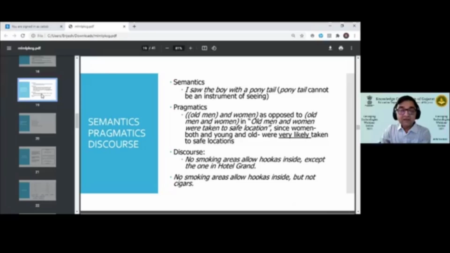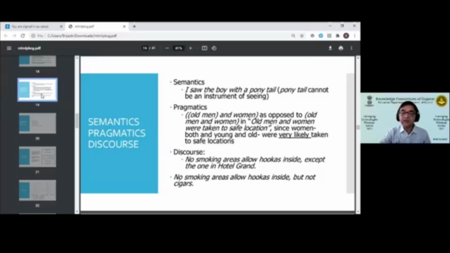Then this old men and women example is an example of pragmatics, where the way we are cultured tells us that we want to make all our women safe, not just the old women, but all women. So that's why old men and all women were taken to safe locations. And this discourse example, "No smoking area allows hookah inside." If you add some more of the phrase, you would be able to disambiguate it: "No smoking areas allow hookahs inside, except the one in Hotel Grand." So there is a hotel which allows it, and after that the meaning would be clear.